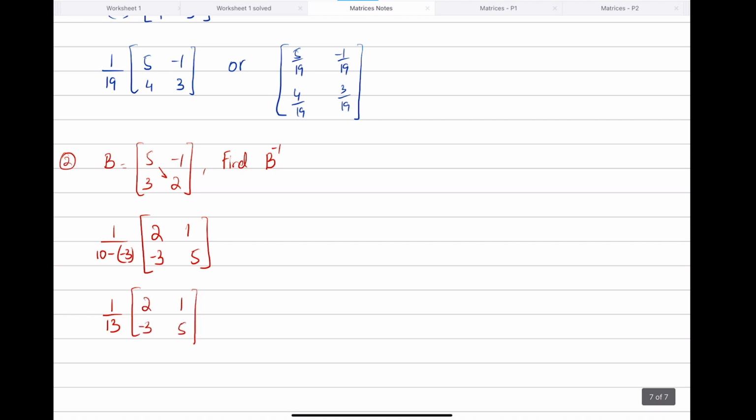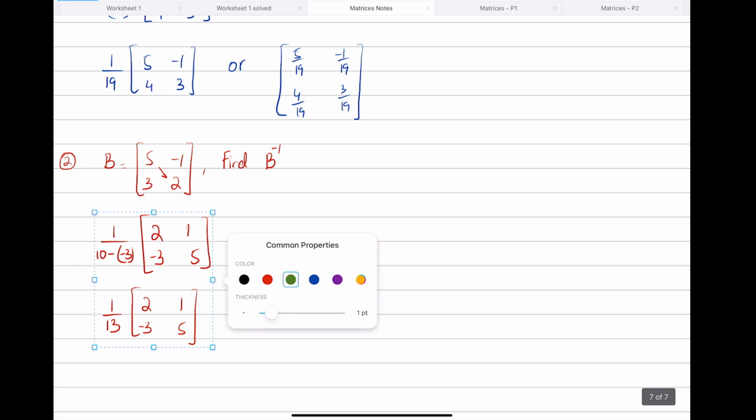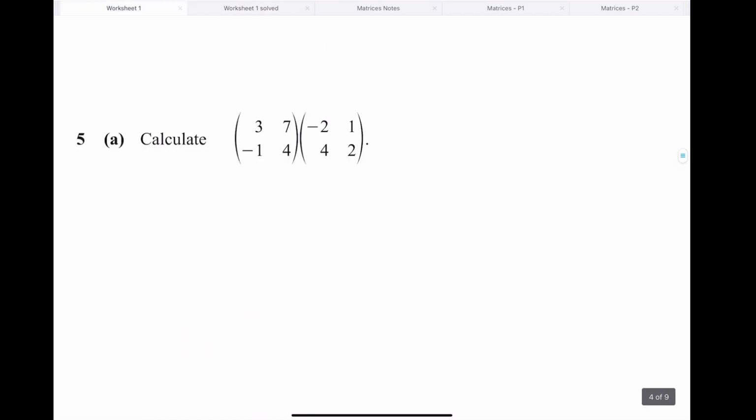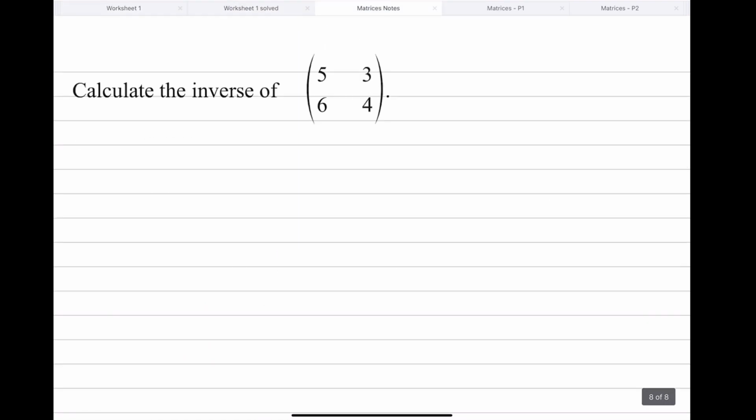And I strongly recommend that you leave it like this only. Don't multiply 1 upon 13 with all the other elements, because then it gets complicated, especially if you have to simplify it further. So make sure to read the question carefully. If the question has asked you to give the answer a certain way, then you have to give it that way only. But if it hasn't, then this is good enough. Now take a good look at what I've done. Let me know if you have any questions. I'm about to give you a few inverse questions to solve. Let's do these questions.